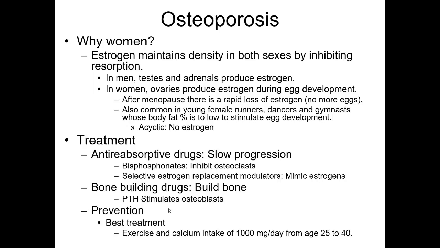However, there are several drugs available for treatment. The common drugs are anti-reabsorptive drugs, which significantly slow progression of osteoporosis. The common drugs are bisphosphonates and selective estrogen replacement drugs. The estrogen replacement drugs mimic estrogens, and the bisphosphonates inhibit osteoclast activities. So they prevent osteoclasts from chipping away at the bone, and therefore they prevent bone loss from happening.